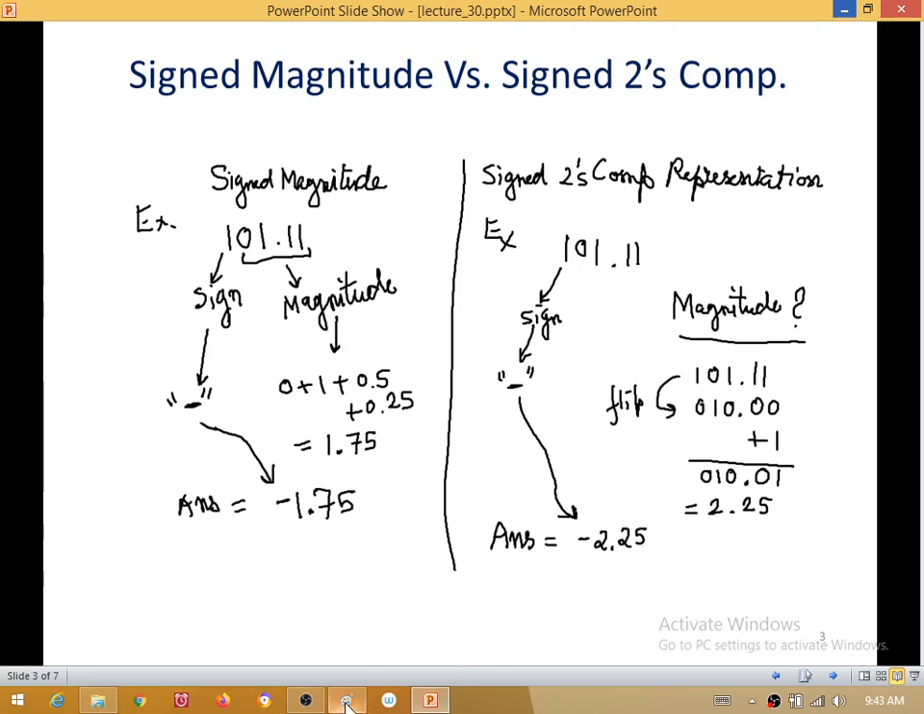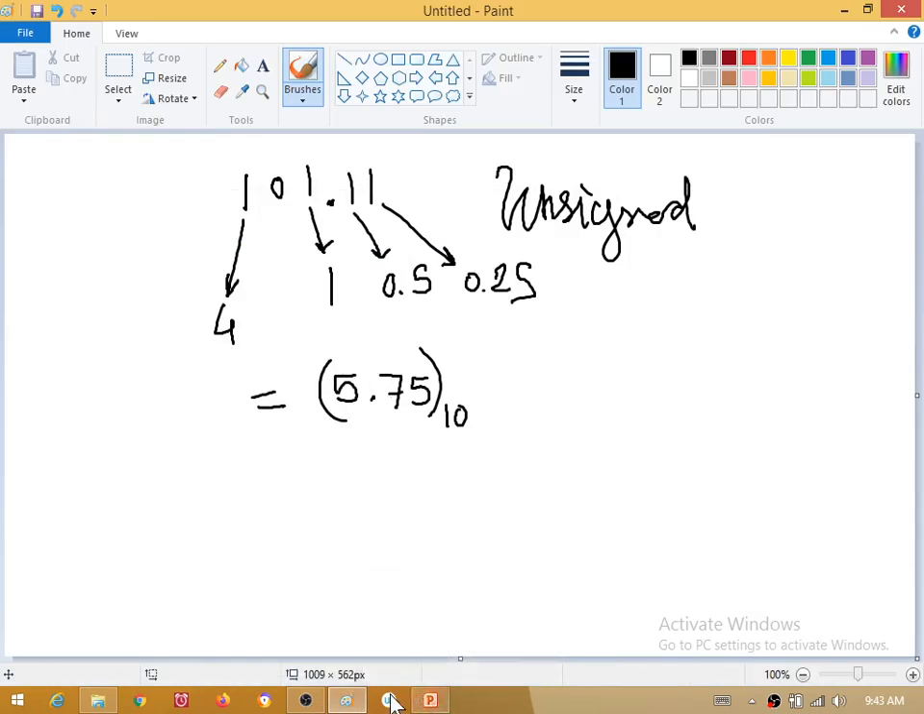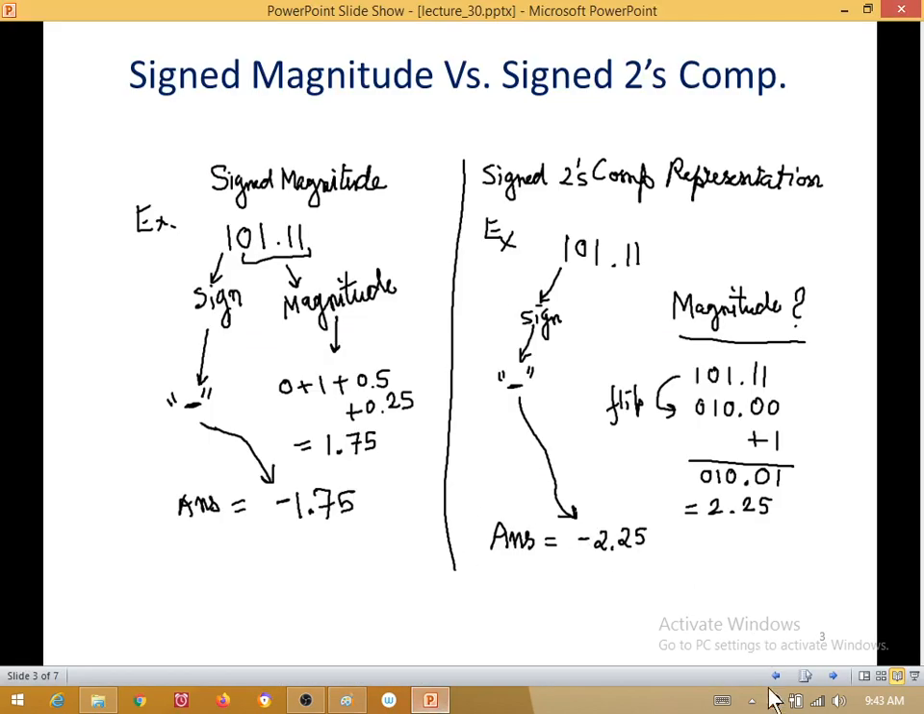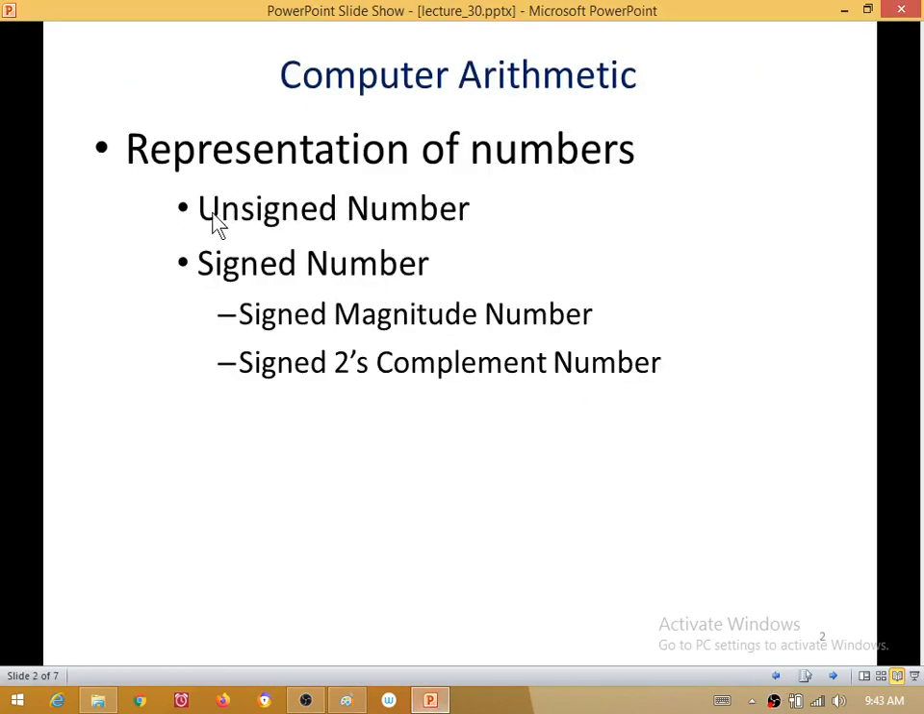So we have to be very careful when we are dealing with numbers, and we have to make sure that the number given to us or the number that we have to understand, do we have to understand it as an unsigned number or as a signed number? And within the signed number, the more popular version is the signed 2's complement kind of a representation.